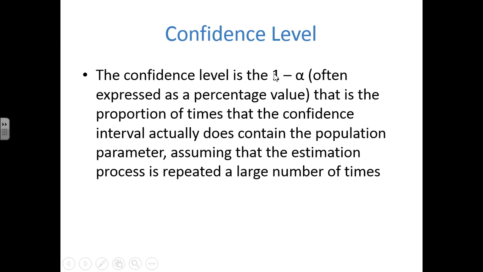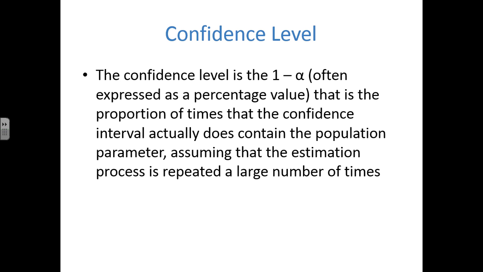The confidence level, now also with our interval, is a level of confidence that we assign to this. How confident are we that the population parameter falls within this range of values? The confidence level is usually calculated by 1 minus alpha, and it's often expressed as a percentage value. And it is the proportion of times that the confidence interval actually does contain the population parameter. It assumes that this estimation process is repeated a large number of times. The most common confidence levels are 90%, 95%, and 99%.